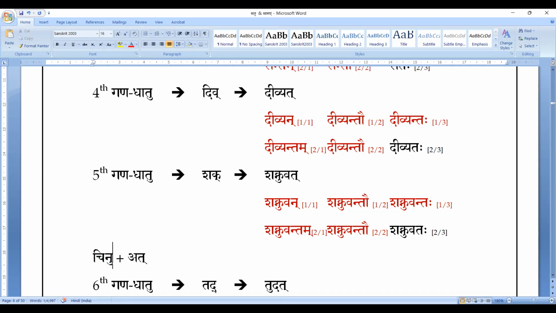Now, you can see Nu is followed by a Pratyaya beginning with a vowel. Therefore, U will be replaced by Uv. Therefore, Chinuv. What do you get? Chinuvatu. Therefore, Chinuvan, Chinuvanto, Chinuvantaha, Chinuvantam, Chinuvanto, Chinuvataha, same form. Okay, same like Shaknuvat, understand? Is it clear? Yes.